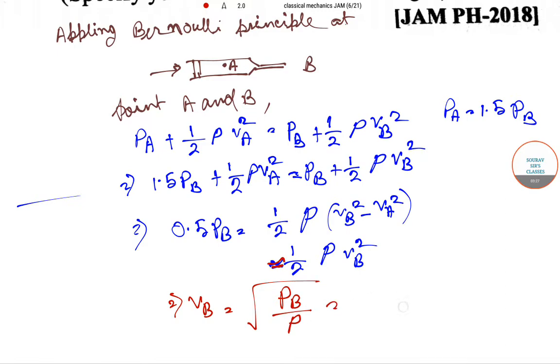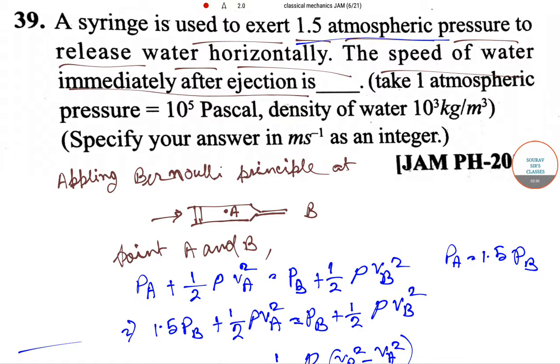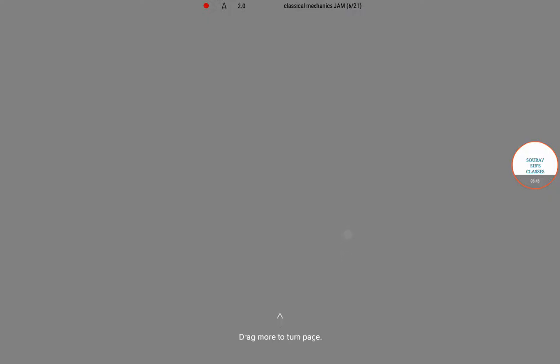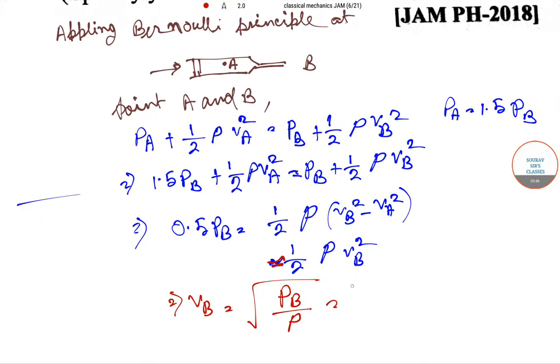So here PB, take one atmospheric pressure, is 10 to the power 5 Pascal, and the density of water is 10 cube. So this equals root over of 10 to the power 5 Pascal divided by 10 cube, which is 10 meter per second. This is VB.